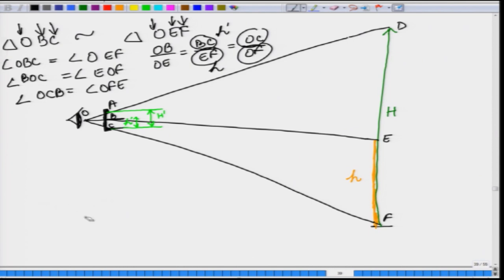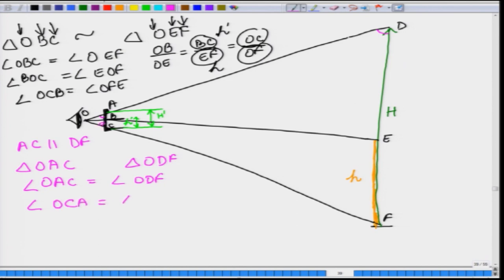Now, let us look at another pair of triangles. So, let us look at triangle OAC and triangle ODF. Now, in both of these triangles, you have AC is parallel to DF. So, that would mean that in both of these, angle OAC is equal to angle ODF, angle OCA is equal to angle OFD, and angle AOC is equal to angle DOF. So, basically what we are saying is that angle O is the same in both of these, angle A is equal to angle D, and angle C and angle F are equal.